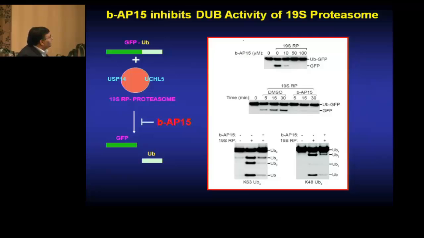This is a control, a recombinant GFP-ubiquitin band, and this is a vehicle-treated band where you cleave the GFP, but this band disappears in the presence of BAP15. That happens in a dose-dependent and time-dependent manner, and that's also true for blockade of the ubiquitin tetramer chain shown at the bottom. So these data suggest that BAP15 indeed blocks the deubiquitination process here.